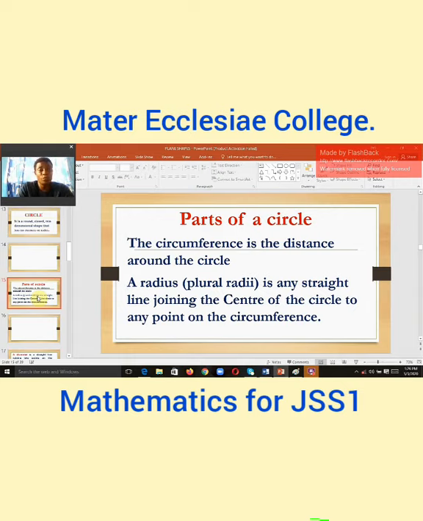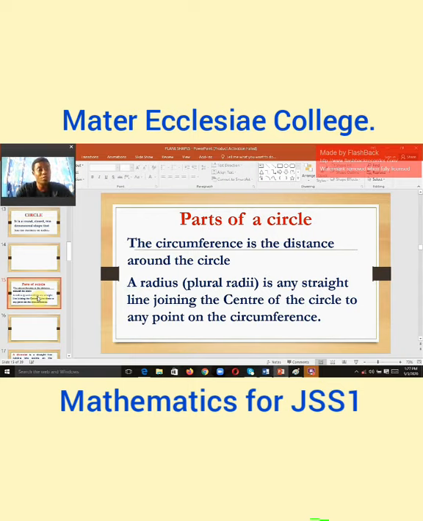So now, what is radius? Radius is singular, radii plural. Radius is a straight line joining the center of a circle to any point on the circumference. It is a line that is drawn from the center of a circle to any point of the circumference of the circle. That is referred to as the radius.